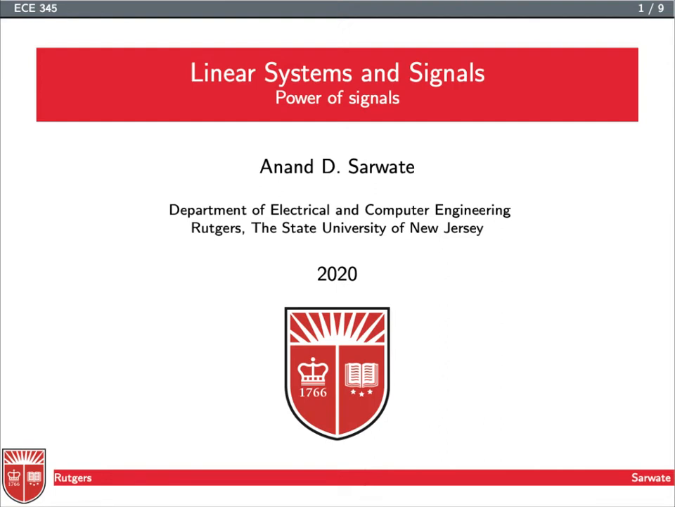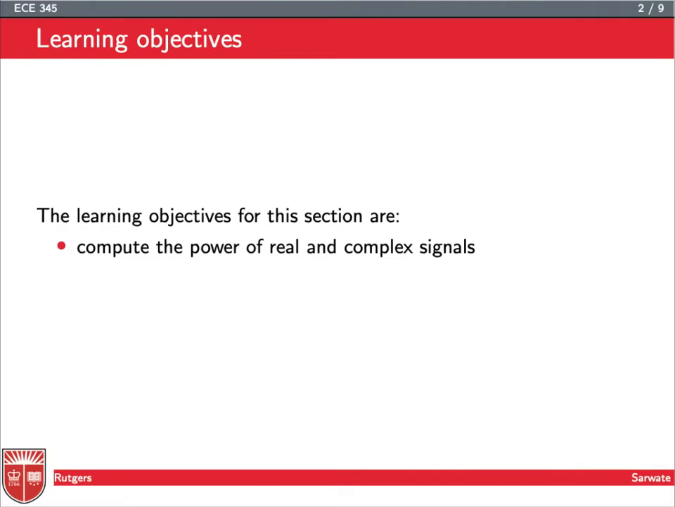Now that we've seen the signal energy, it's time to look at signal power. Power is just energy per unit time, and so signals which have infinite energy might have finite power if the amount of energy expended per unit time is finite. So we'd like to be able to compute the power of real and complex signals.